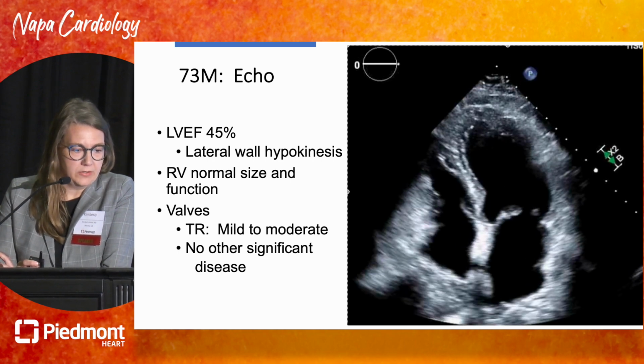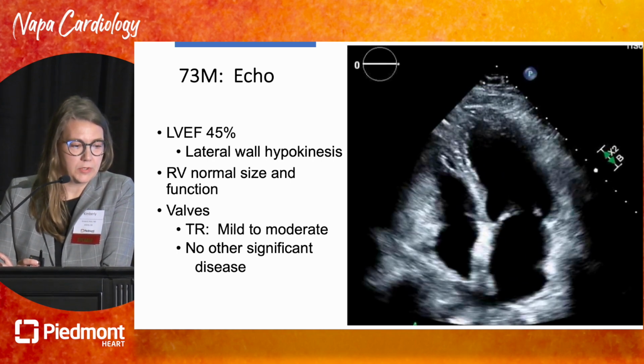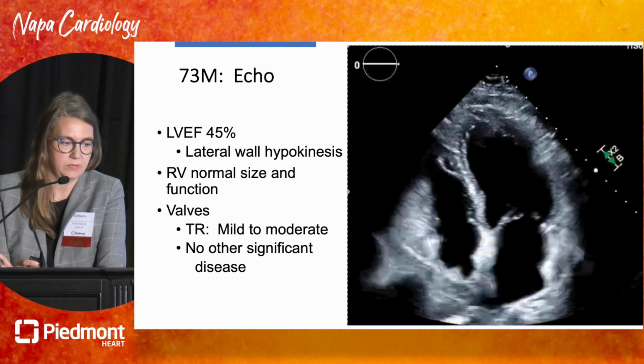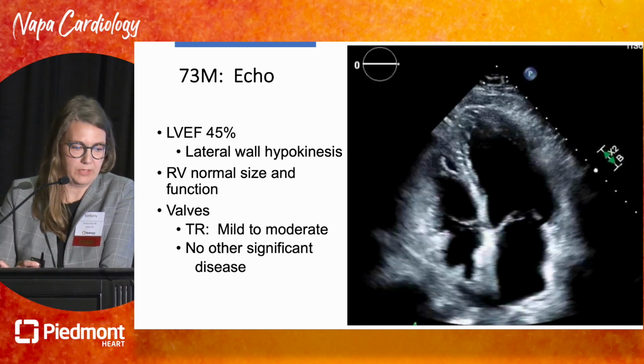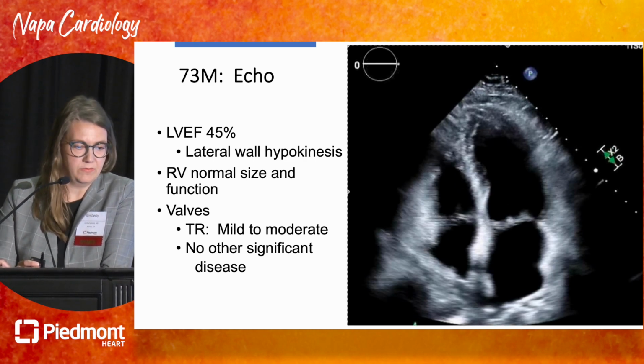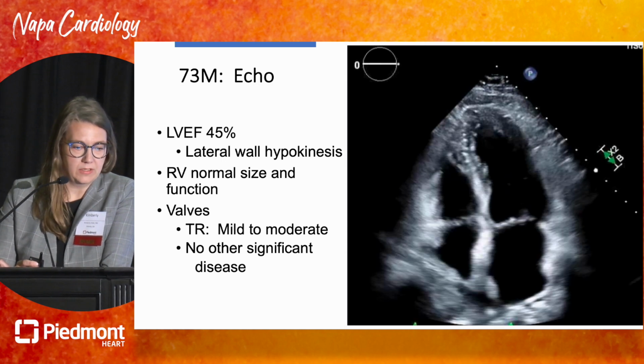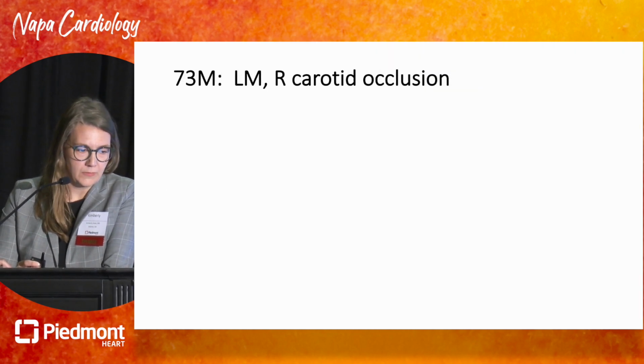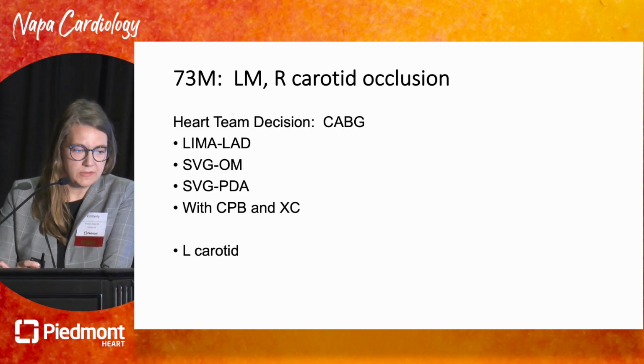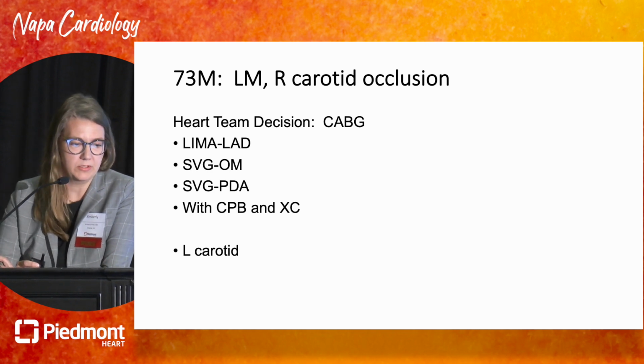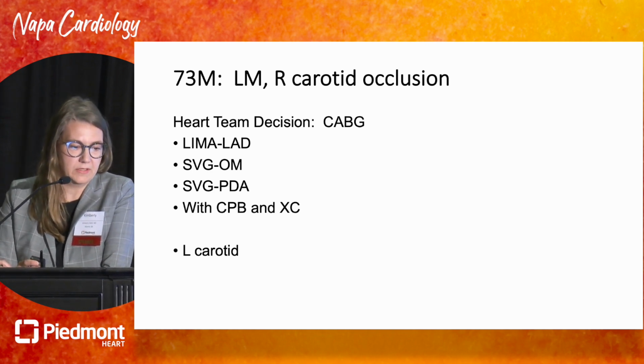He had an echocardiogram, with EF reduced at 45% and some lateral wall hypokinesis. His right side was normal in size and function, with no real significant valve disease. So this gentleman, a 73-year-old with left main disease and right carotid occlusion, we decided to proceed with CABG as well, due to the complexity of the left main and also the occlusion of his circumflex.